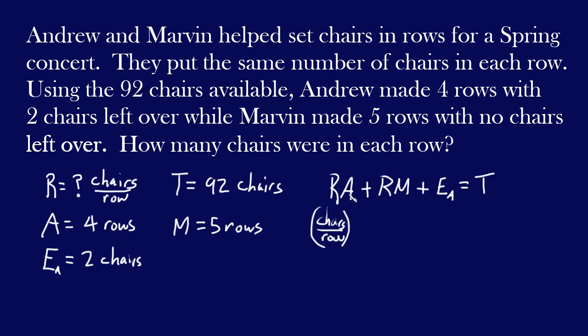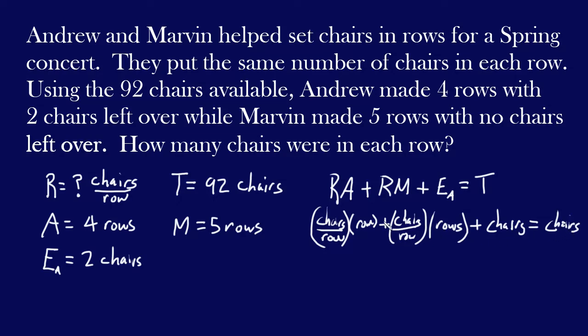And what's the unit of measurement for the a? It's rows. And then for this term, same thing, we have chairs per row times rows. The unit of measurement for m is rows. And then for e sub a, the unit of measurement is chairs. And then the unit of measurement for t is also chairs.